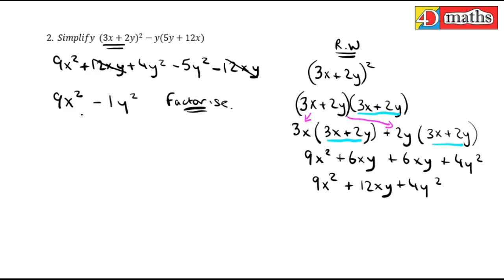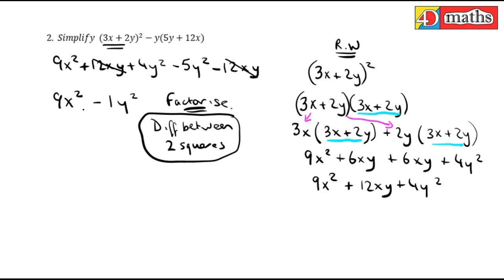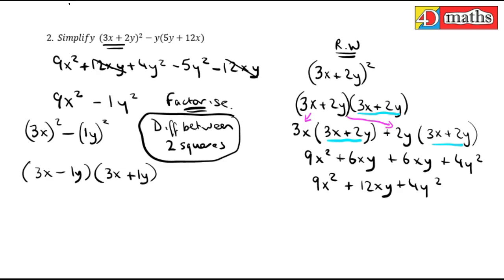Okay, so how do we factorize this further? So we recognize this to be the difference between two squares. Okay, so that's what it is. So how do you get the difference between two squares? It's very simple. You get the square root of each of them. So you get the square root of 9x², which is (3x) squared, and the square root of 1y² is (1y) squared. Okay, and then they go into two brackets, (3x − 1y)(3x + 1y), and there's your answer.